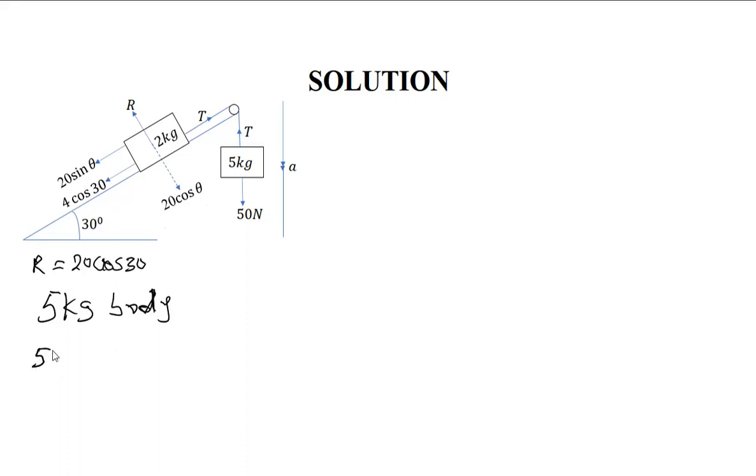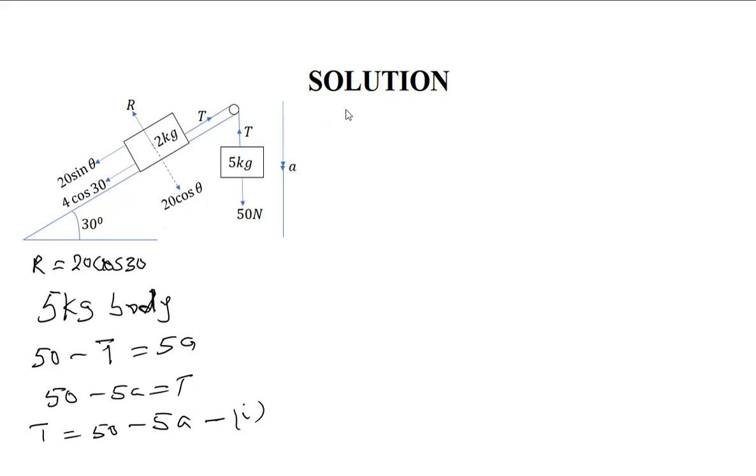For the 5 kg body, we have the system moving down. So 50 minus tension is equal to 5A. From there, we have 50 minus 5A is equal to tension. So tension is 50 minus 5A. Let's call this equation 1.